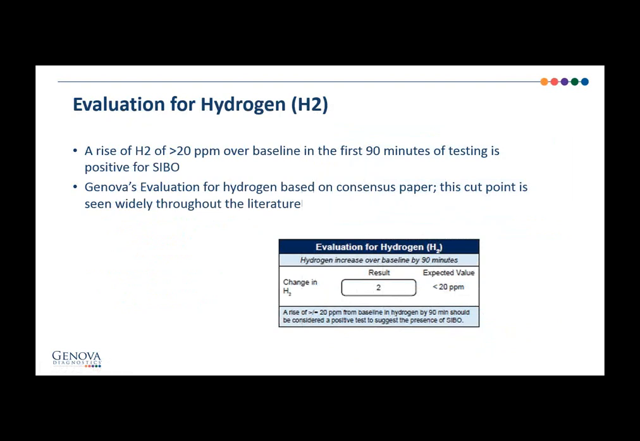So the definition for a positive test would be a rise of hydrogen of greater than 20 parts per million over baseline in the first 90 minutes of testing is positive for SIBO. And this evaluation for hydrogen is based on that consensus paper that I just mentioned. This cut point is also widely seen throughout the literature.